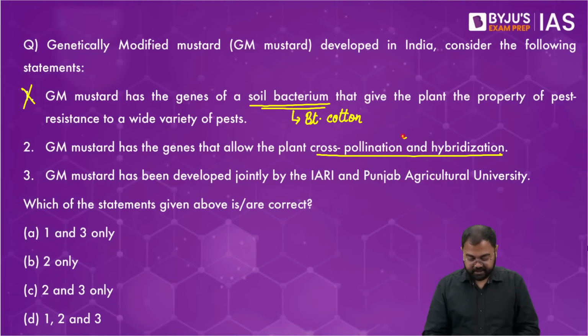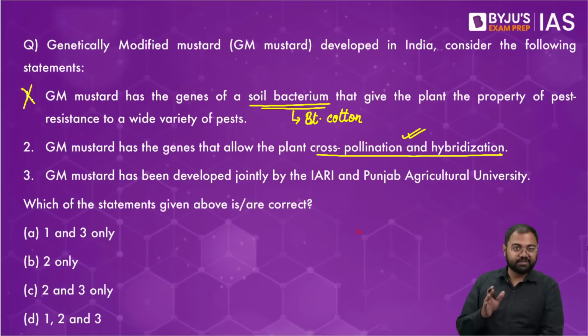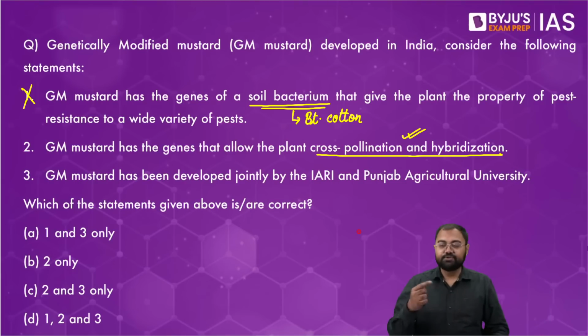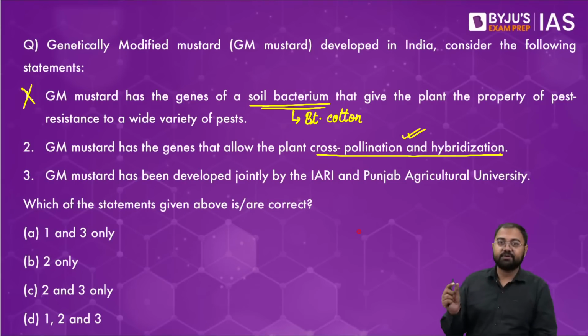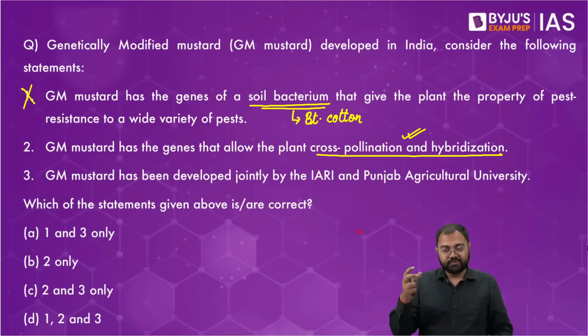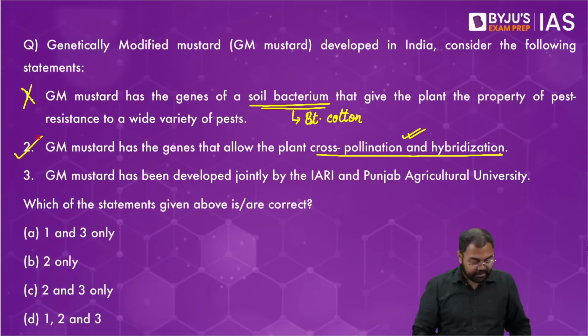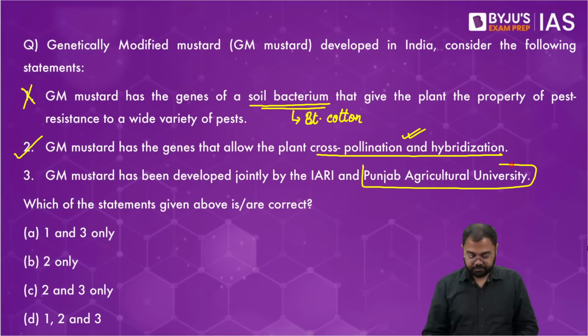Now, this is correct. And this was also raised as a concern, because cross pollination and hybridization is possible here, it may so happen that the genes you have in this DMH11 might also get transferred to some of the other plants in the nearby areas. So what if there is any negative impact on the other crops? That also was raised as a possibility. So that's correct. GM mustard has been developed jointly by IARI and Punjab Agricultural University. What we discussed is Delhi University.